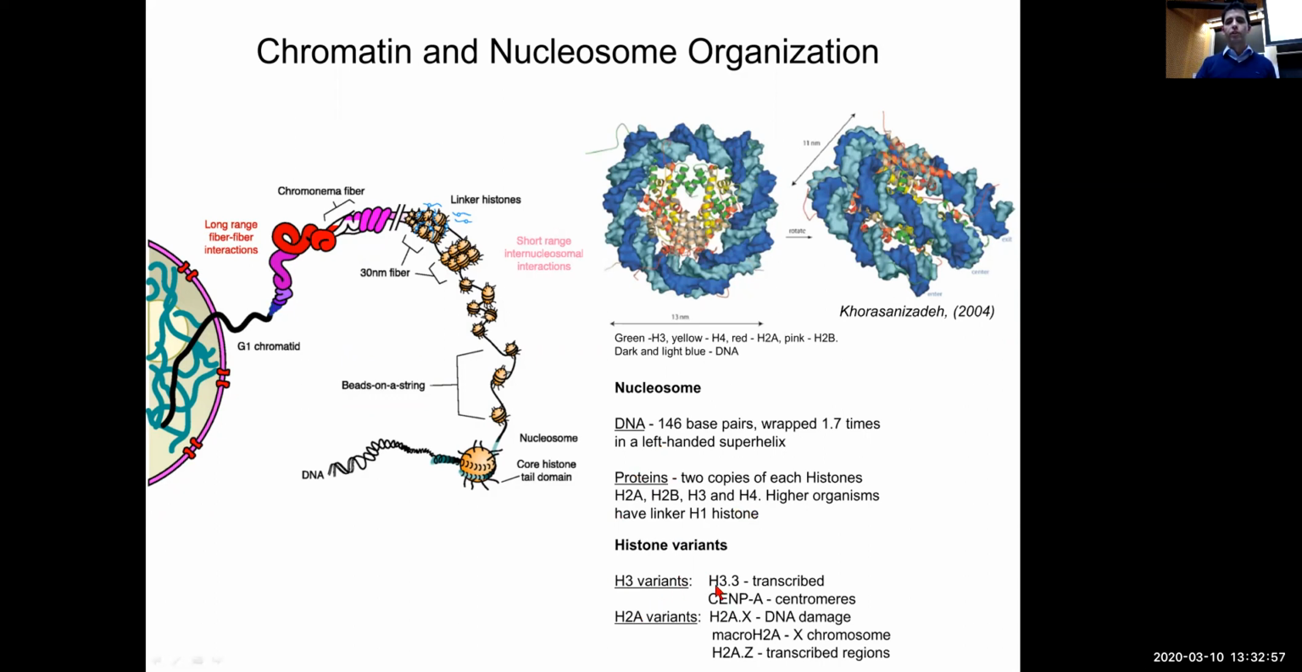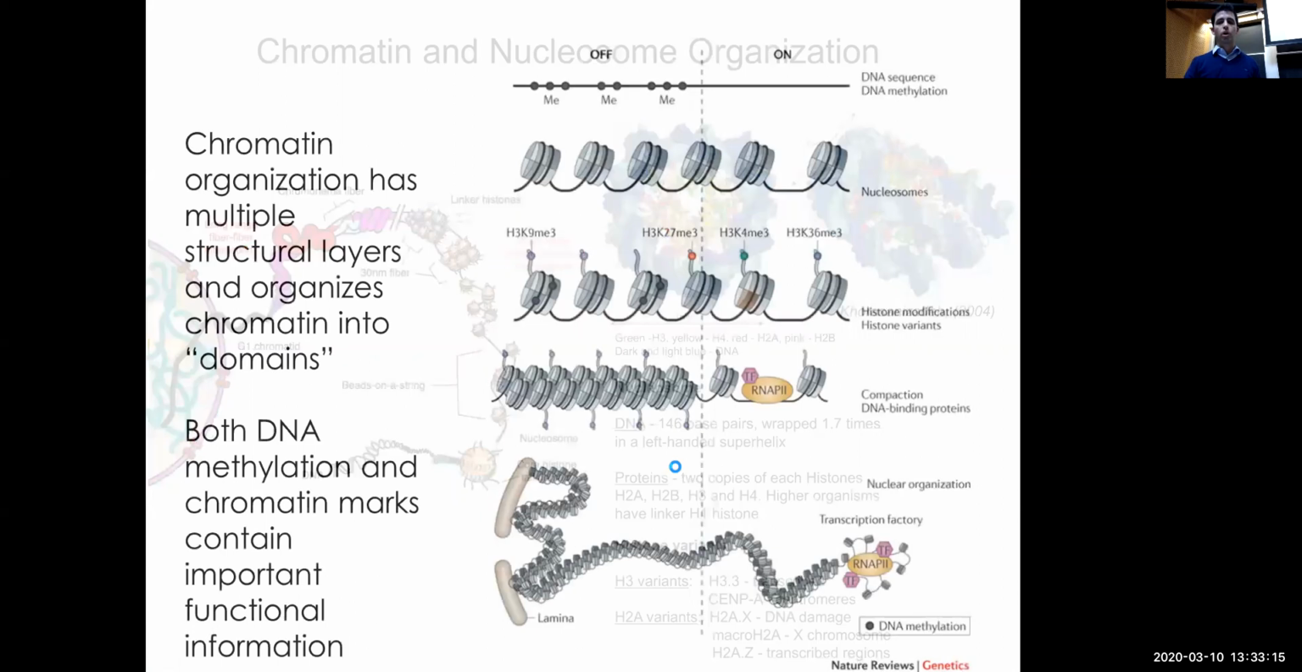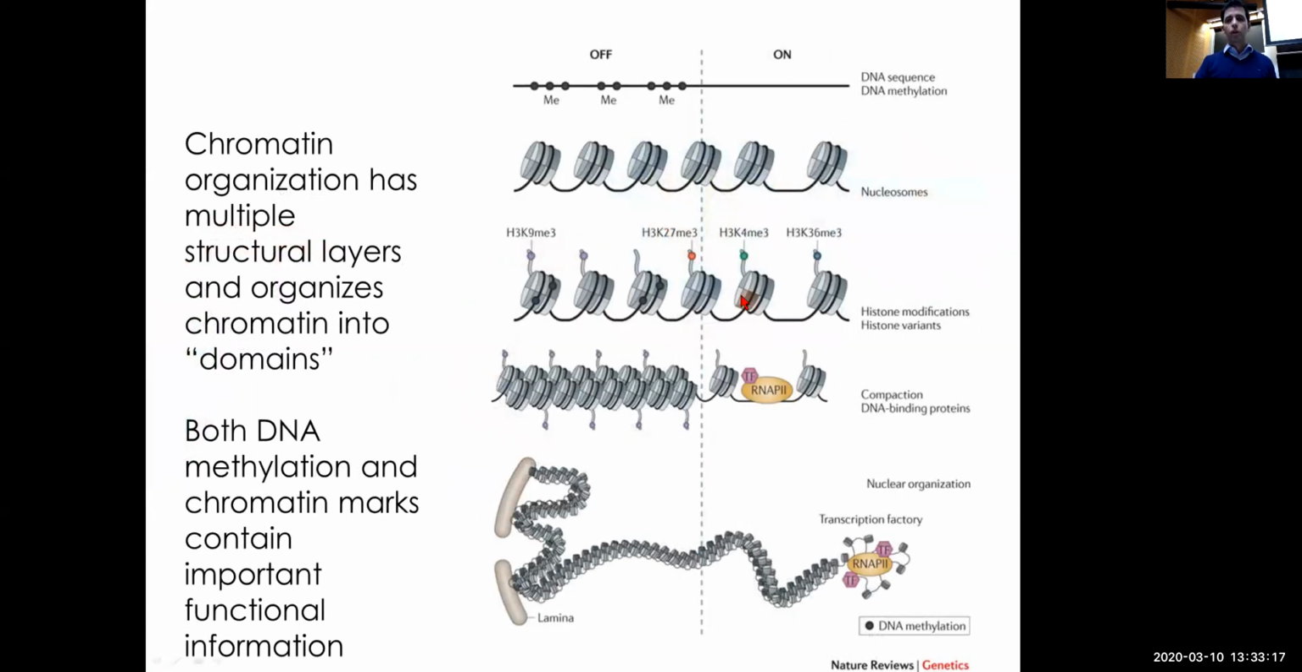So there's different histone variants that you use for different places. For example, histone H3.3 is used for transcribed regions. CENP-A is used in centromeres. Histone H2A variants are used in place of DNA damage, in the X chromosome, in transcribed regions, and so on and so forth. And each of those undergoes a large number of modifications. So these modifications are both serving to change the properties of the chromatin itself by condensing it or by loosening it up, but they also are read by a large number of chromatin regulators.